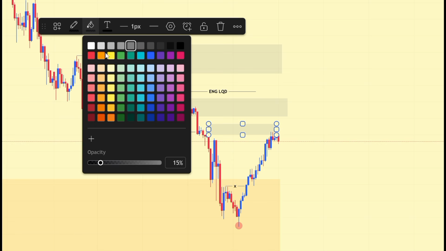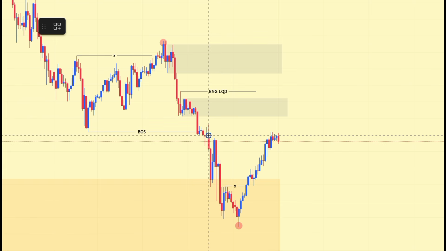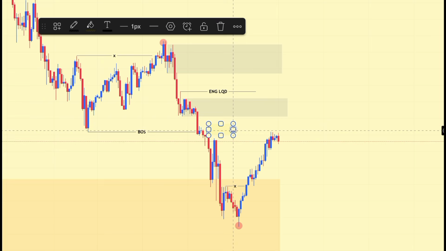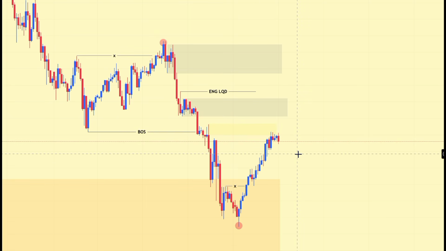Like this one here, it will just be a weak zone. As you can clearly see exactly right there, price is giving some reaction, but I'm anticipating that reaction to fail.